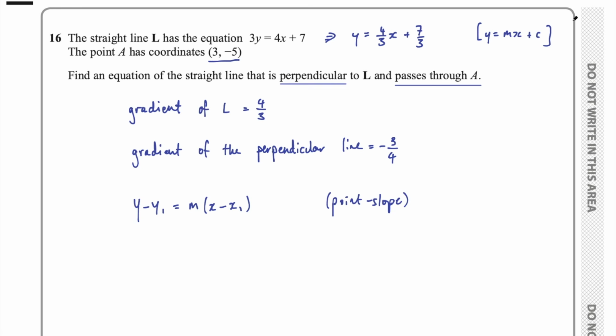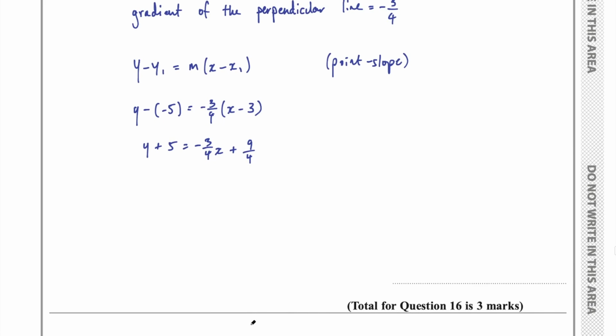M is the gradient, just as in y equals mx plus c. M is negative 3 on 4. So we plug those things into this formula and we end up with our equation. So we have y take negative 5 equal to negative 3 on 4 multiplied by x take 3. Okay, and then we just simplify this. So take negative 5 is y plus 5. And expand out these brackets, we have negative 3 on 4x plus 9 on 4. And then simplify further.